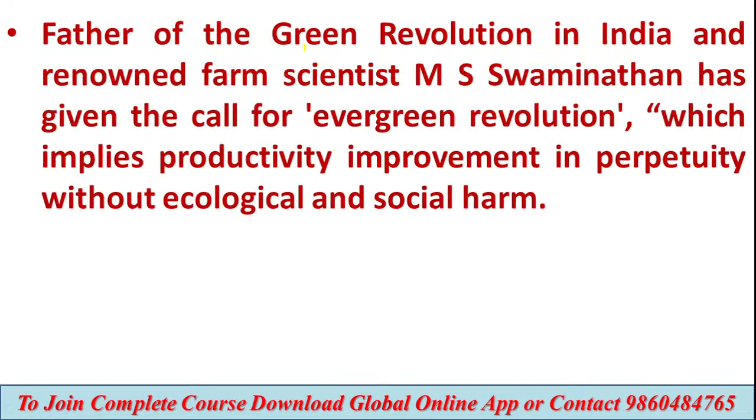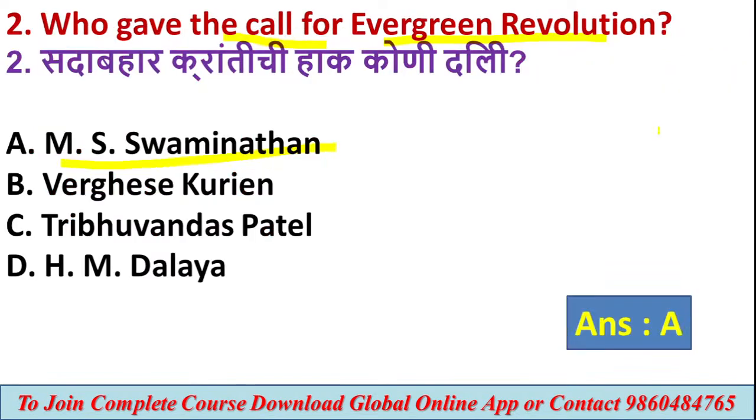M.S. Swaminathan is known as the father of green revolution in India, and he was a farm scientist, and he has given a call for evergreen revolution. Also remember, Varghese Kurian is associated with white revolution, that is milk production.